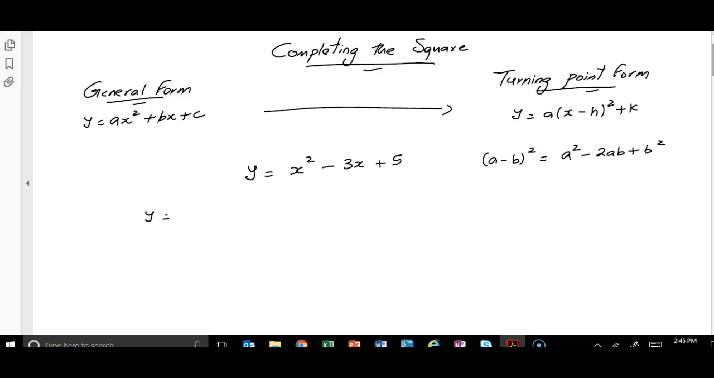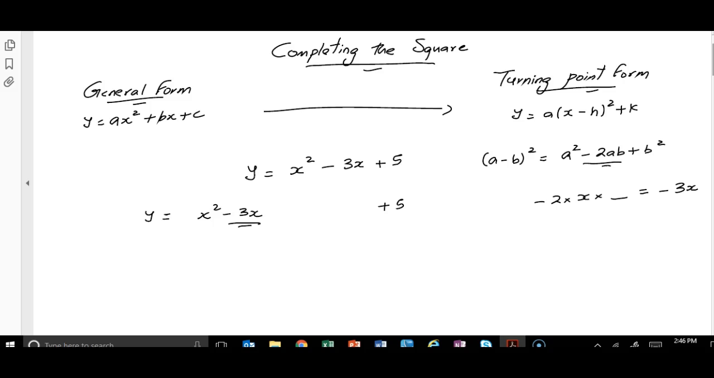So let's write down the first two terms: x squared minus 3x. I'm going to put my plus 5 aside for the moment. Now looking at the second term and the minus 2ab in our expansion of the perfect square rule, we can see minus 2 times a, which in this case is x, times a missing number is equal to negative 3x. So looking at our mathematics, let's see what the missing number could be.